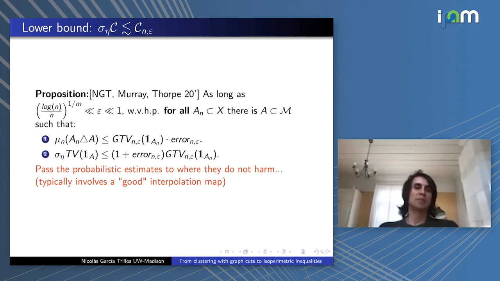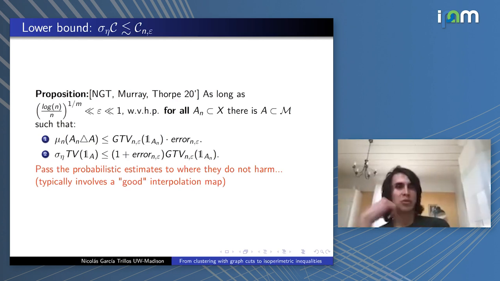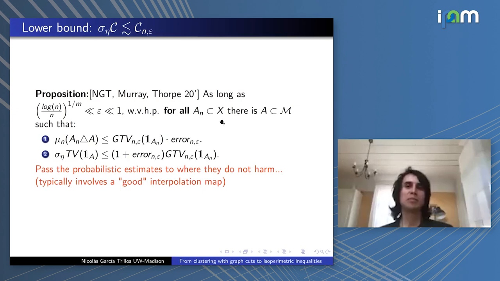Okay, so this is a proposition that is going to be important for establishing the lower bound, and later when I talk about the Cheeger cuts. Basically what we prove with Ryan Murray and Matt Thorpe is the following. We can construct an interpolation map that relates to every possible discrete subset of the data set a subset on the manifold. So this is my interpolation map, and this interpolated set has the following properties.